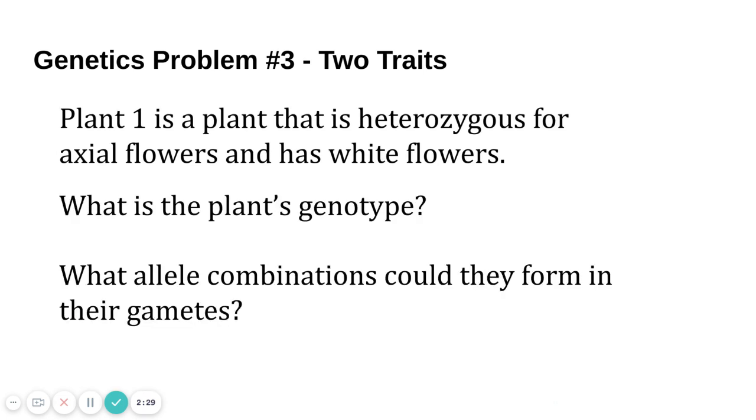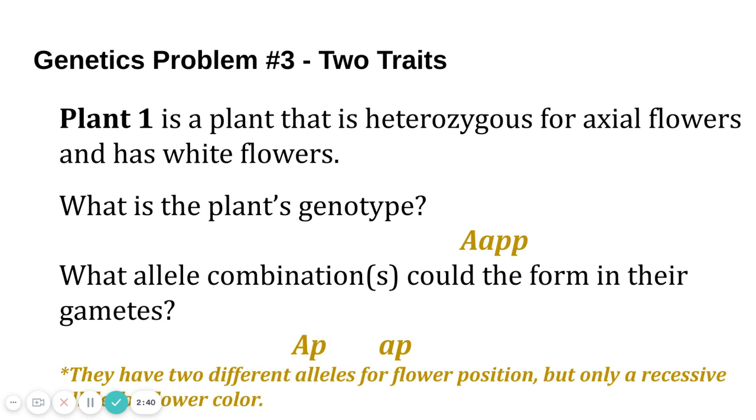Plant number 1 is a plant that is heterozygous for axial flowers and has white flowers. What is the plant's genotype? What allele combinations could they form in their gametes? So determining the plant's genotype, they're heterozygous for having axial flowers. The heterozygous letters will be big A, little a. And they have white flowers. That's the recessive phenotype for flower color, so we'll make them homozygous recessive, 2 little p's.